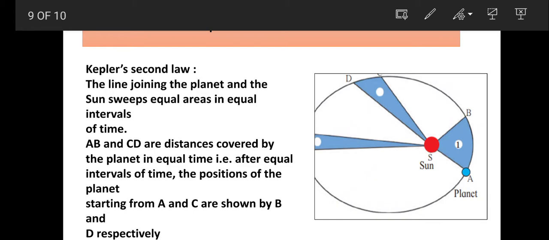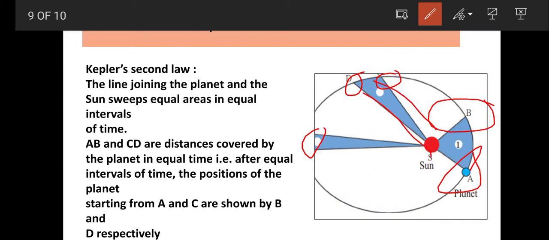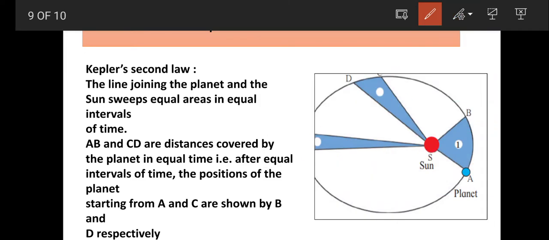You may see A, B, C, D, these are the points they use here. Actually, these are the positions for showing equal areas in equal intervals of time. That's why they used the shaded part. So I hope you understood Kepler's second law. The first law is related with the sun as one focus and the planet revolving in the orbit. The second law is related with the area swept in equal intervals of time.